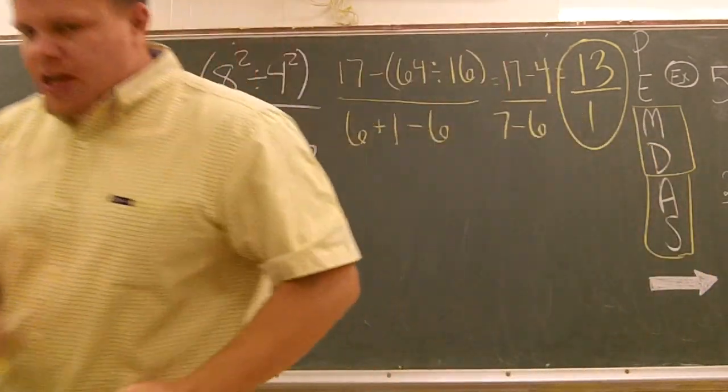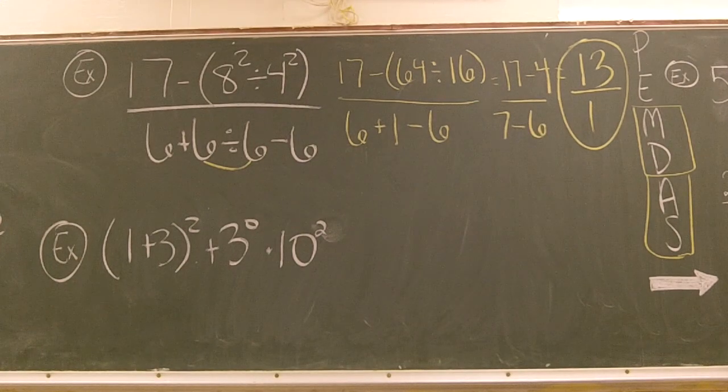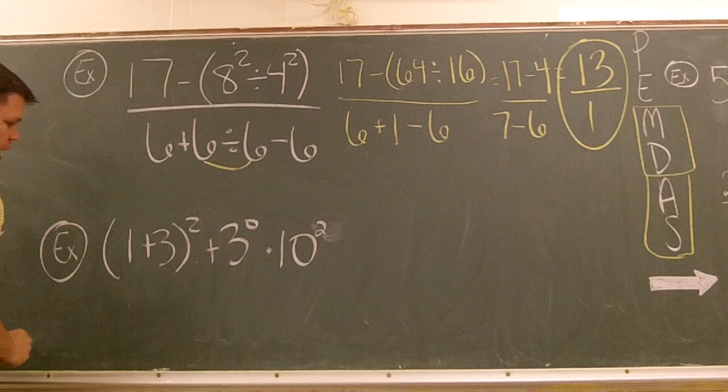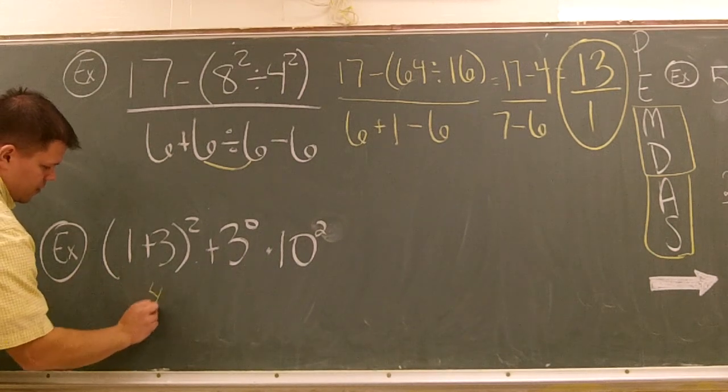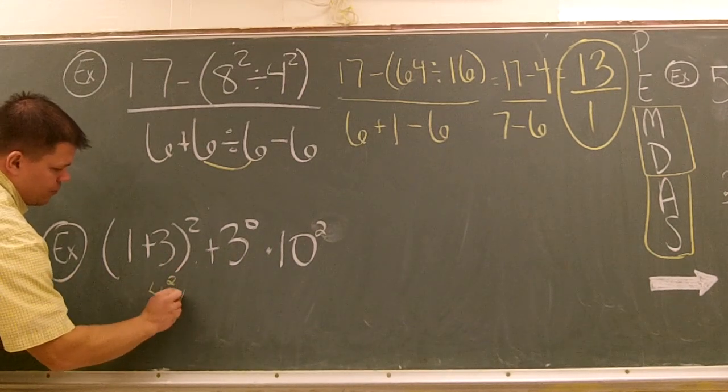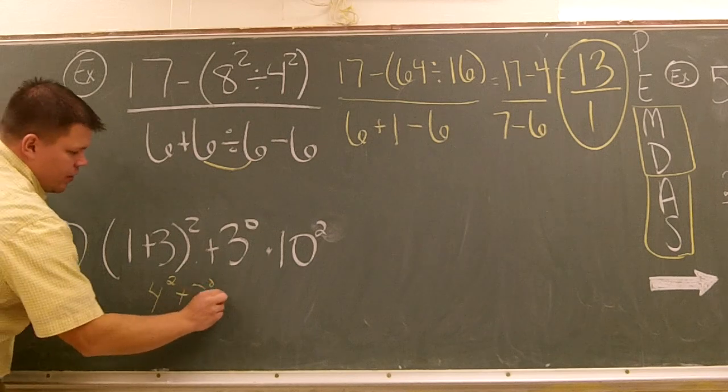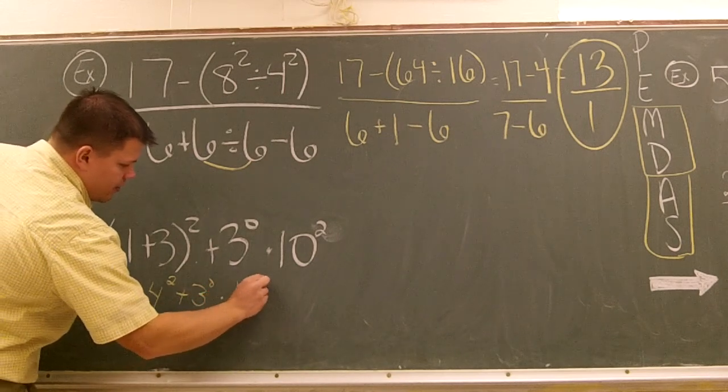Let me actually check the camera and see if you can see that. I think you'll be okay. So let's take a look. I'll work over here. 1 plus 3 is going to be 4. So that's going to be 4 squared plus 3 to the 0 power times 10 squared.